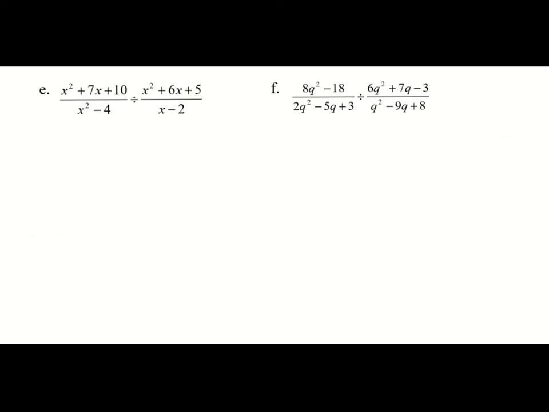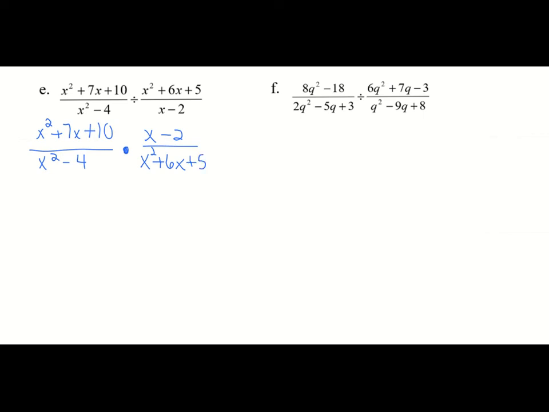All right, so our next two are division. So before we worry about factoring or anything, we do want to do our keep, change, flip. So for the first one, I'm going to keep my first fraction as it is. It'll be (x squared plus 7x plus 10) over (x squared minus 4). And then division will change to multiplication, and we'll flip that second fraction. So it becomes x minus 2 on the top, x squared plus 6x plus 5 on the bottom.